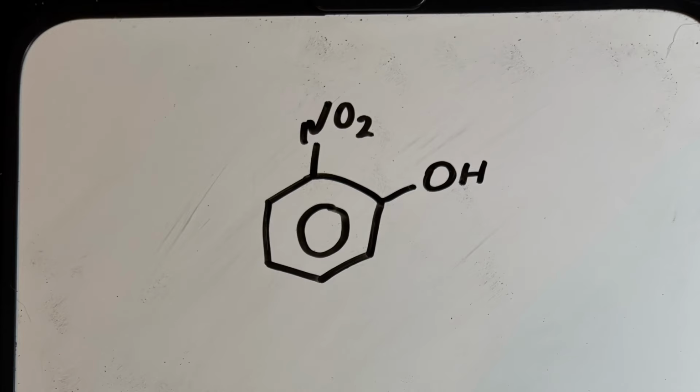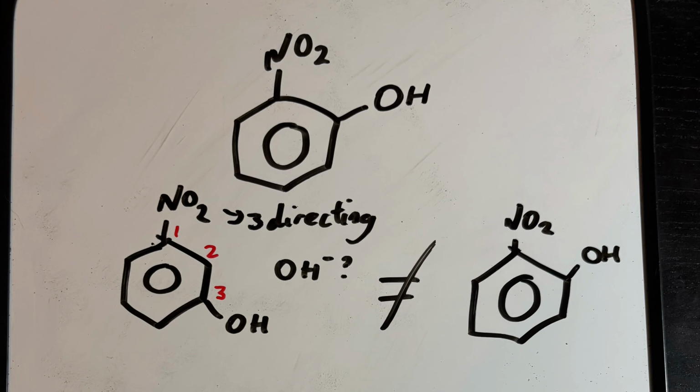So we want to make 2-nitrophenol. How do we do that? So if we start with nitrobenzene and we try and add a hydroxyl group on, well, it's not going to work. Nitro group is 3 directing, so when you put the OH ion on the benzene ring, it's going to go to position 3, and that's not what we're looking for.